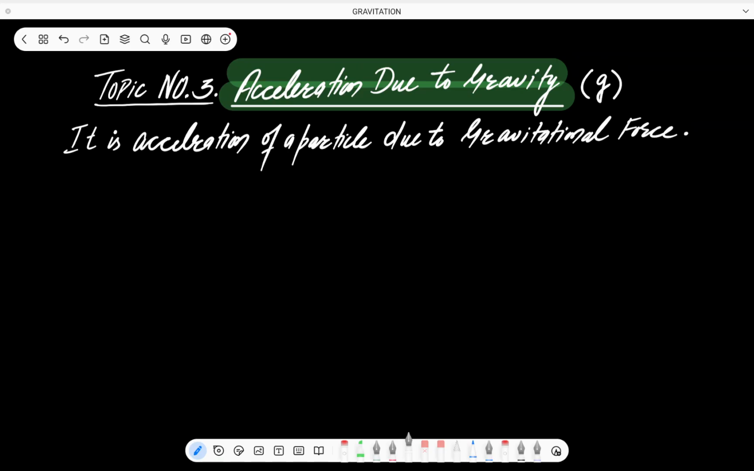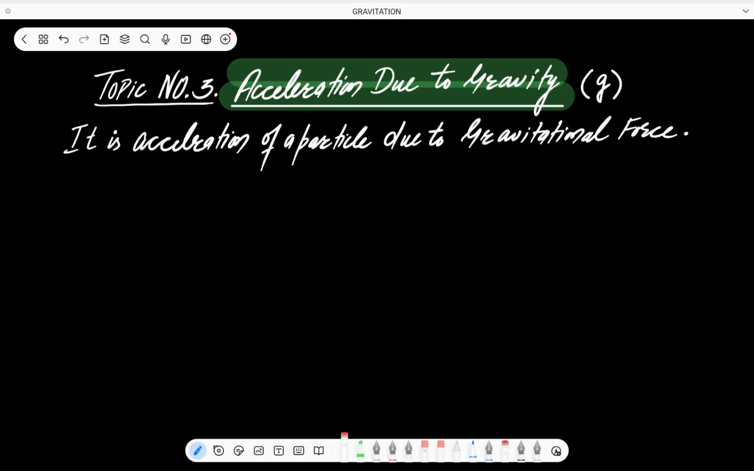The point number first is, what actually is this acceleration due to gravity? It is simply the acceleration of a particle due to the gravitational force. For example, suppose we have an apple. It falls down towards the surface of earth. Why does it fall down? The reason is gravitational force, and the acceleration of this apple due to the gravitational force is what we call acceleration due to gravity.